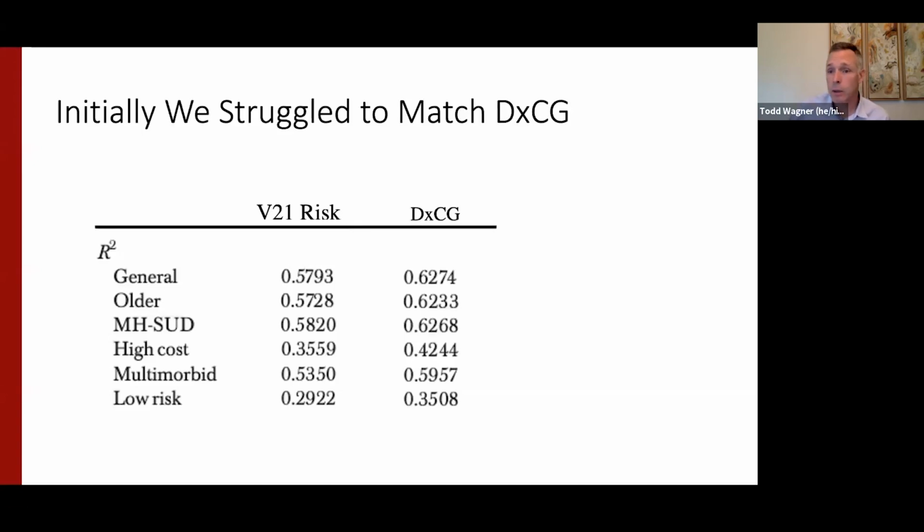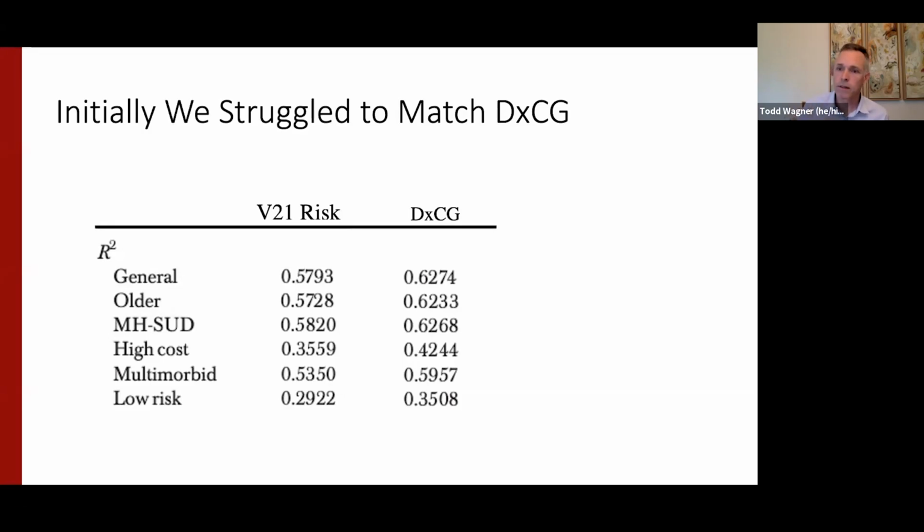So I would say initially we really struggled to match the DxCG. We compared the V21 risk score at the time to the DxCG, and you can see that although those R-squares aren't huge, they really matter at the extremes. We're talking about big differences in that gamble at the extremes. We did this for six subgroups. This was a general population, just a random sample. We took older folks. We took folks with mental health and substance use diagnoses, which is a large group in VA.